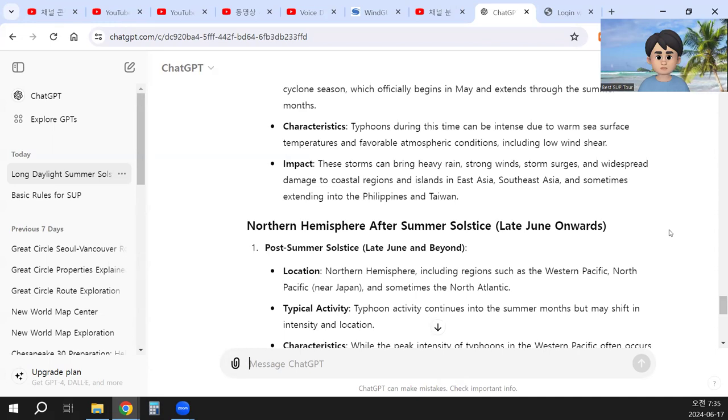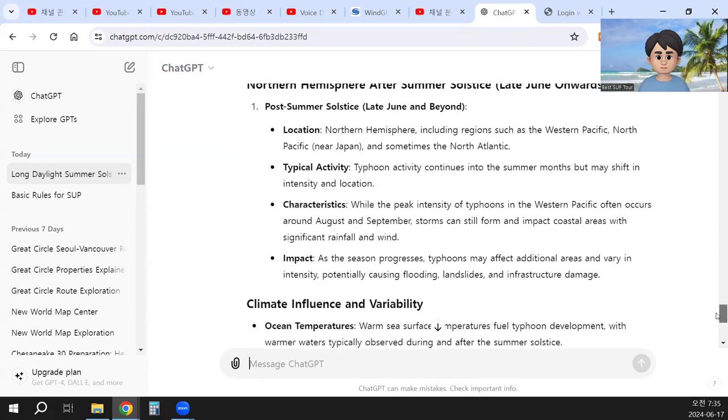After the summer solstice, late June and beyond, typhoons occur in the Northern Hemisphere, including the Western Pacific, North Pacific near Japan, and sometimes the North Atlantic. Typhoon activity continues through the summer months but may shift in intensity and location. While peak intensity in the Western Pacific often occurs around August and September, storms can stay on and impact coastal areas with significant rainfall and winds. As the season progresses, typhoons may affect additional areas, potentially causing flooding, landslides, and infrastructure damage.